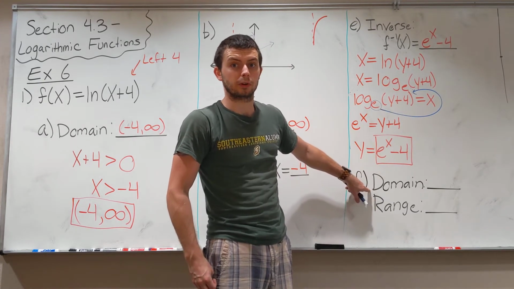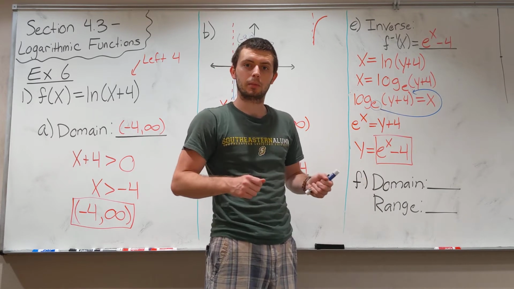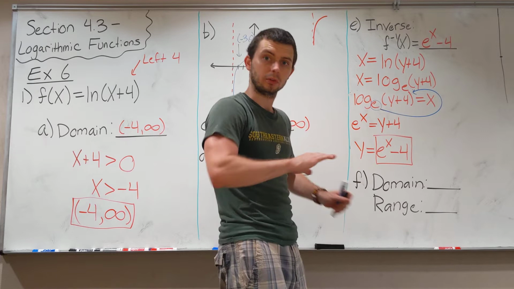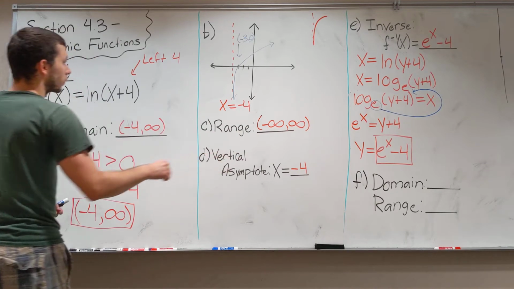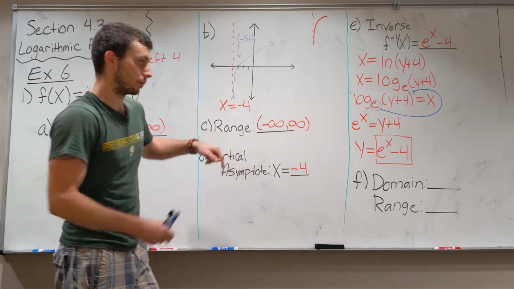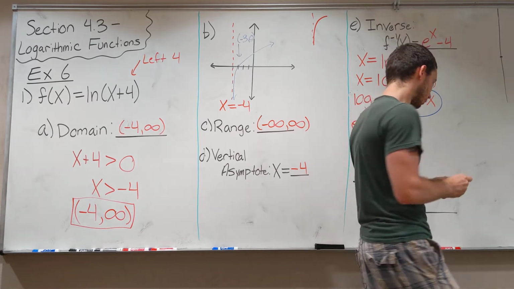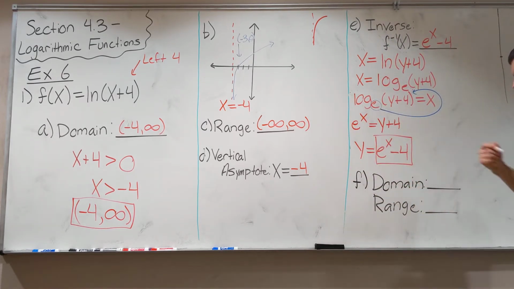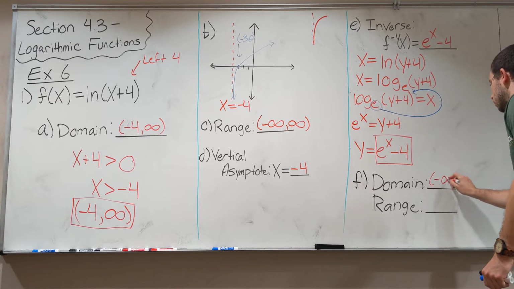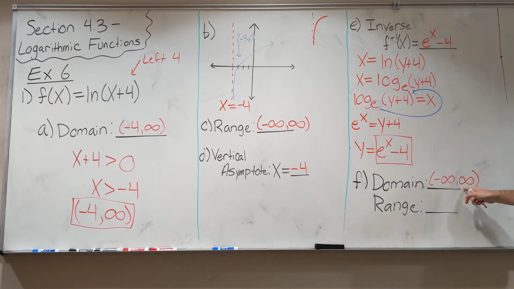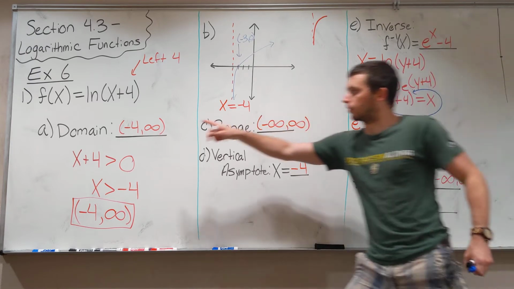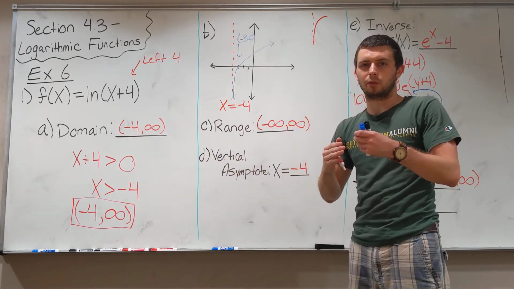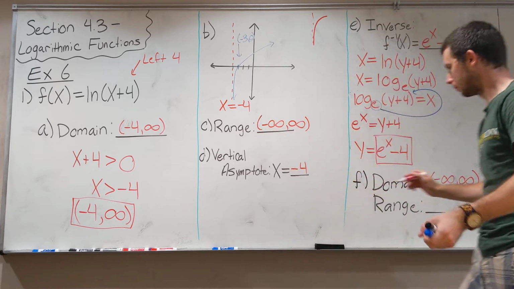The domain of the inverse, since you swapped x and y, is the range of the original function. So you don't have to do anything here. The domain of the inverse is the range of the original. That's exactly it. Nothing more or less. I have that in the notes for the inverse section. The range of the inverse is the domain of the original. Just notice the domain and range just swap. That's all you have to do.